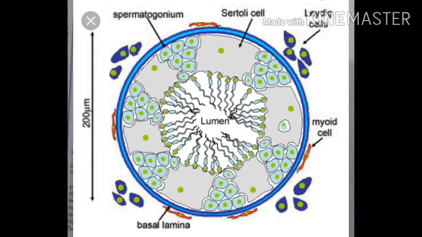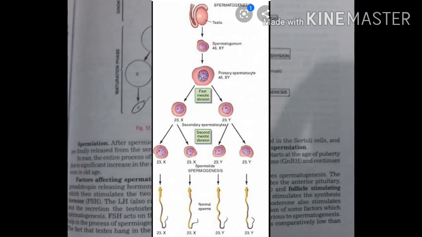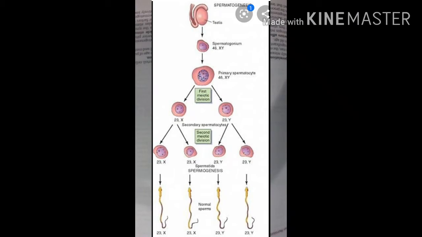In men, the entire process of spermatogenesis takes about 74 days. It starts at the age of puberty due to a significant increase in the secretion of gonadotropin releasing hormone, GnRH, and continues even in old age.